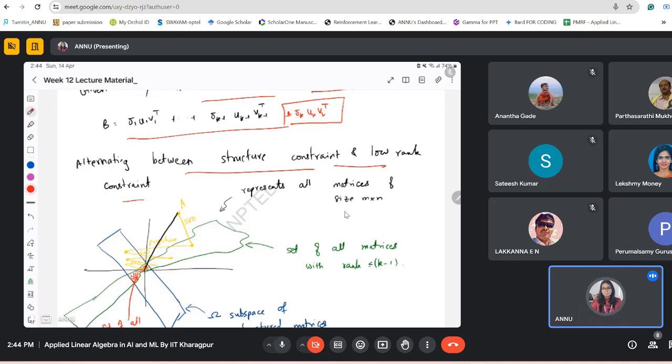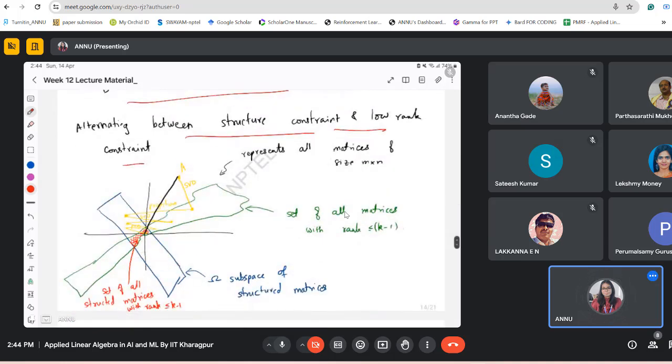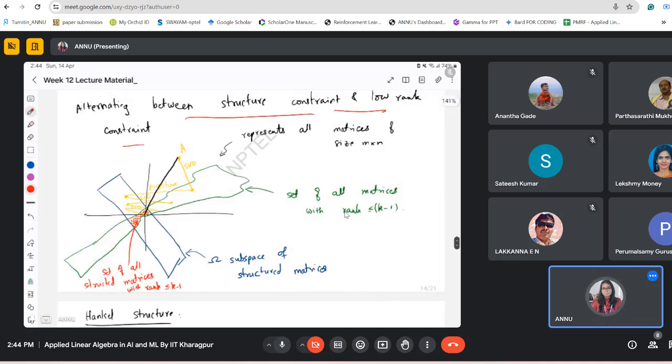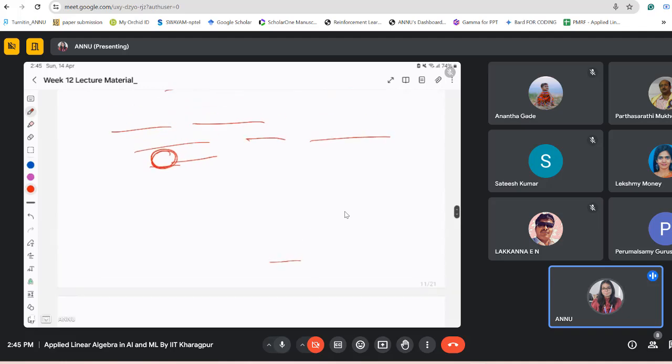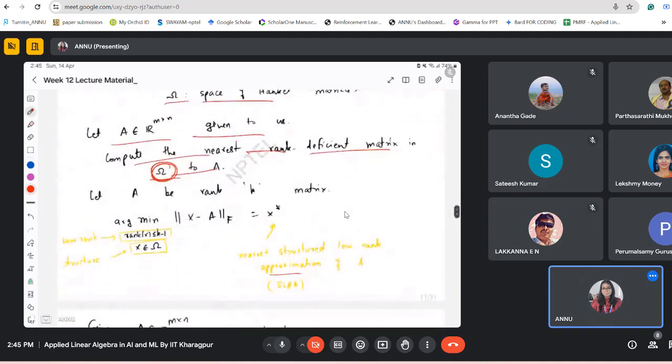Okay, if we see this visually, we have to find the intersection. Suppose this is the set of structured matrices, and this is the set of matrices with rank K minus 1. This green one was the low rank approximation, and this one was the structured approximation. If we find the intersection properly, this will be the set of all structured matrices with rank K minus 1. Now you also have to equate it with the nearest structured low rank approximation, SLRA. Okay, it represents all matrices of size M cross N.